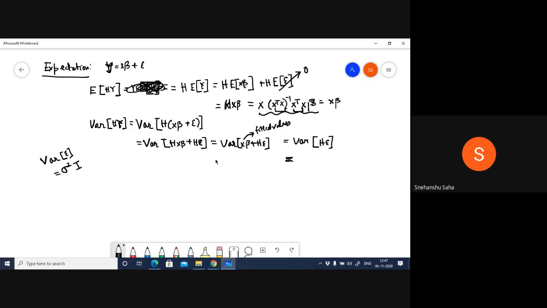How can I write this? Simplify this. We can substitute the formula for H, which is X into X transpose X inverse X transpose. I just want a more compact representation of this. Okay, so there is a trick involved, and that's why you already know some properties of H. So please think.